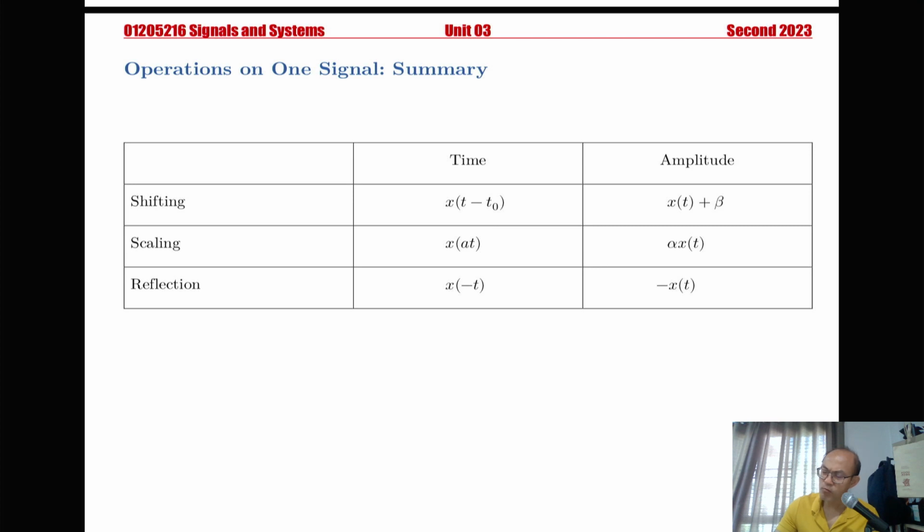Scaling as well, if we want to do time scaling, we do it inside the parentheses. So we multiply the variable t by some factor that we want to scale. But if we do amplitude scaling, we are multiplying the value of x outside of the parentheses. Reflection as well, if we are doing time reflection, we are changing the sign of the variable t. But if we are doing amplitude reflection, we are changing the sign of the value of x. All right, so this is the summary.